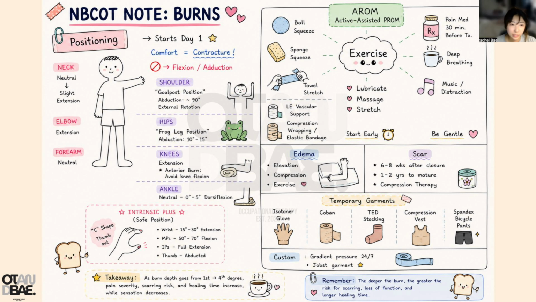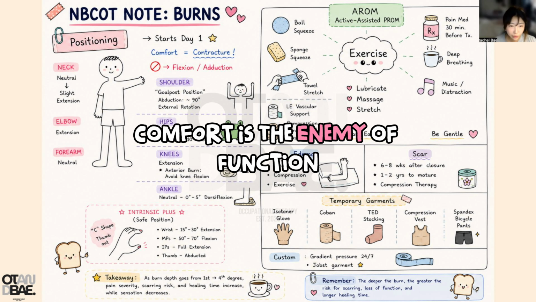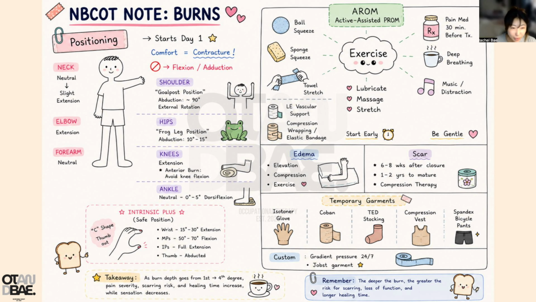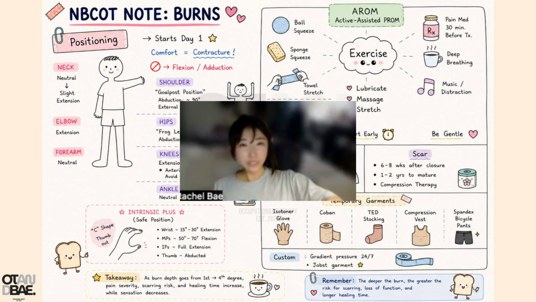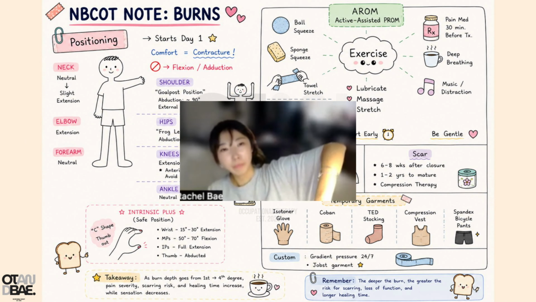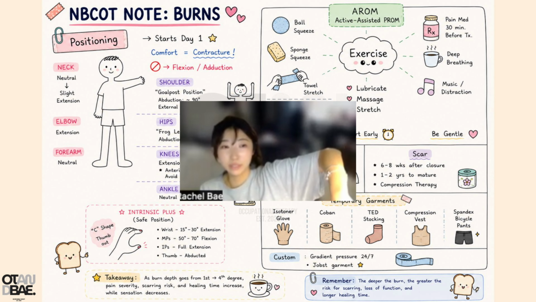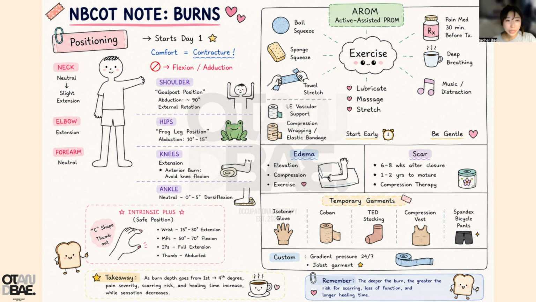One sentence. That's all I want you to remember. Comfort is the enemy of function. I know this sounds kind of mean, but let me explain. So person lying comfortably, right? Arm bent and scar heals like this. Arm gets stuck. When we get comfortable, our joints naturally fall into flexion.